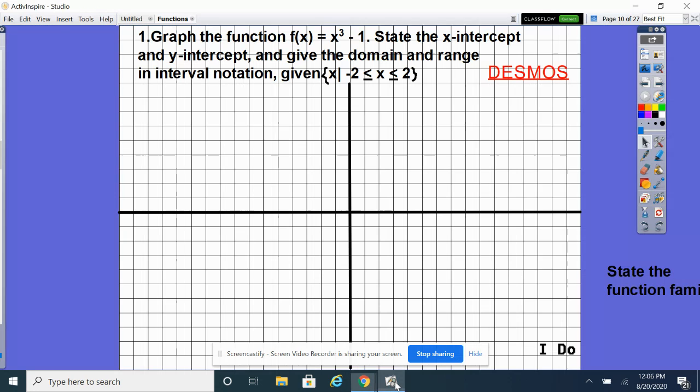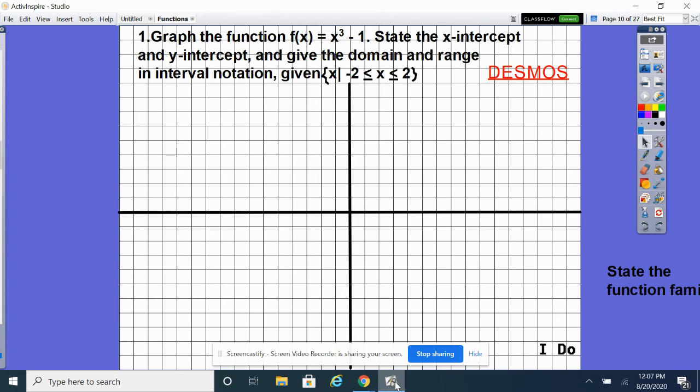So let's go take a look at the warm-up problem. Graph the function f of x equals x cubed minus 1. State the x-intercept and y-intercept and give the domain and range in interval notation, given that x is such that negative 2 is less than or equal to x is less than or equal to 2.